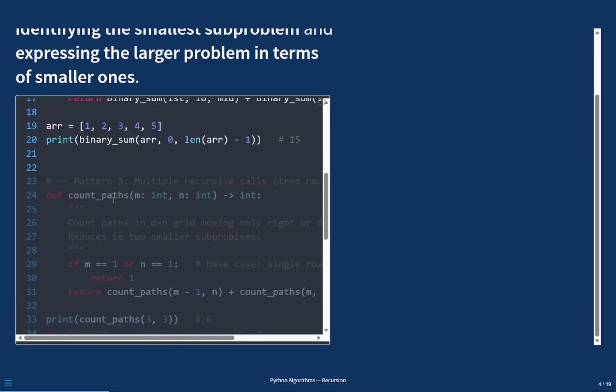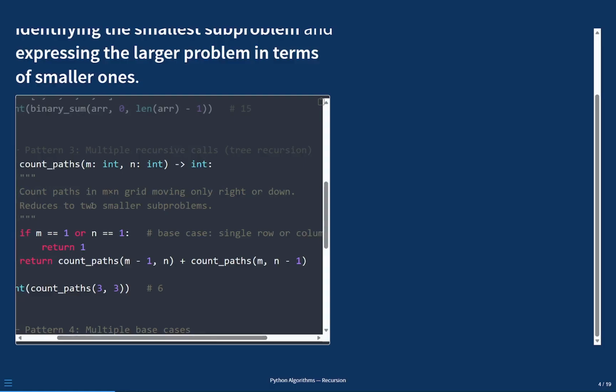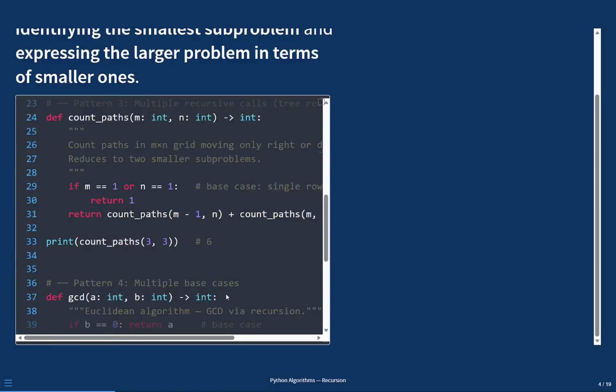Pattern 3 is tree recursion, making 2 or more independent recursive calls. count_paths on an m by n grid. If either dimension is 1, there's exactly 1 path. Otherwise, the number of paths equals paths from the row above, plus paths from the column to the left, 2 independent subproblems.